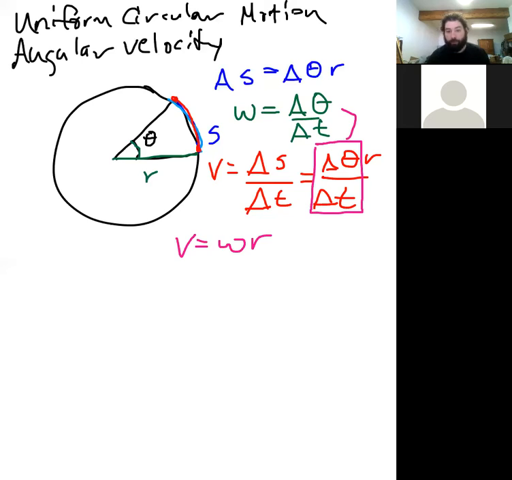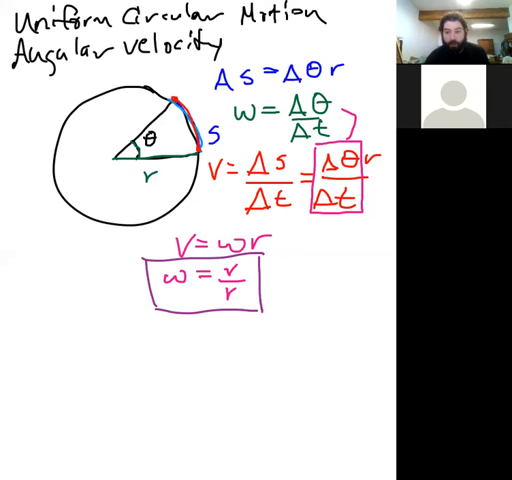And that's going to be one of our really important equations this week. Another way to write that is omega is equal to V over R, the radius. So that's basically the rundown of angular motion, angular velocity.